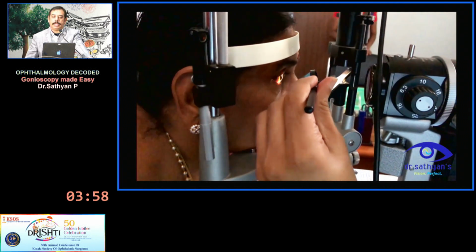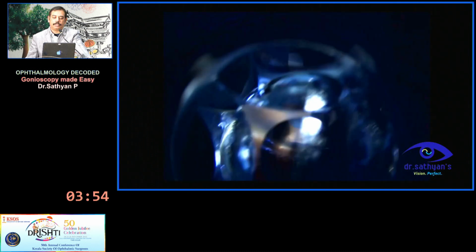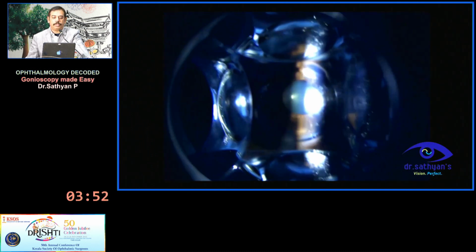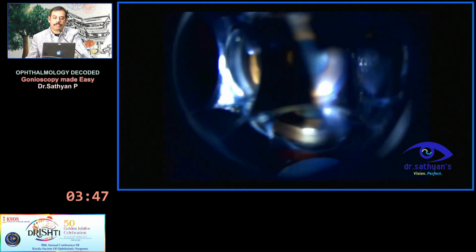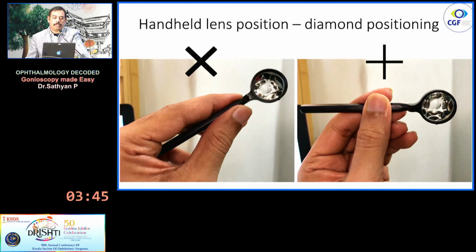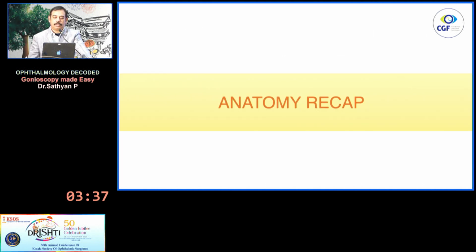You can also use the other lens, the handheld lens. You don't need a gonio gel in this, but I am not too happy to do this because you don't see as many angle structures as well as you see with your single or two mirror lenses. This is how you hold it, with a little bit of a cross angle. You can see the angle much better than holding it like a plus. So this is how you can do it.